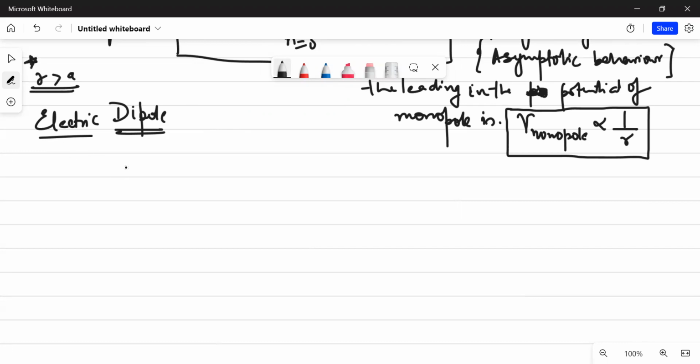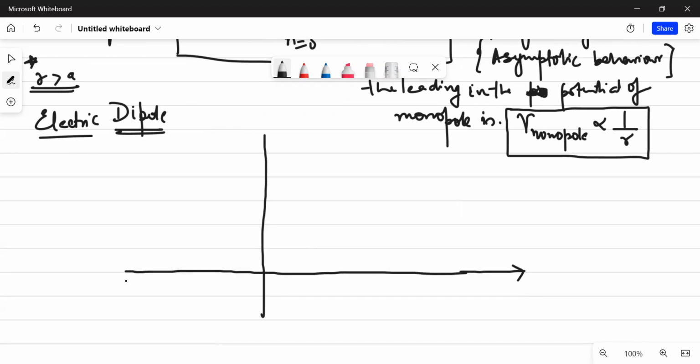So let us first take the case of electric dipole, and let us see how the leading term would behave as r goes towards infinity, or you could say as r becomes larger and larger. So let us take one of the charges at a, that is 0, 0, a, and one of the charges at minus a. This is a symmetric condition, where let's say this charge is q and this charge is minus q, and we want to find the potential at any far away point, located from the center at a distance r.